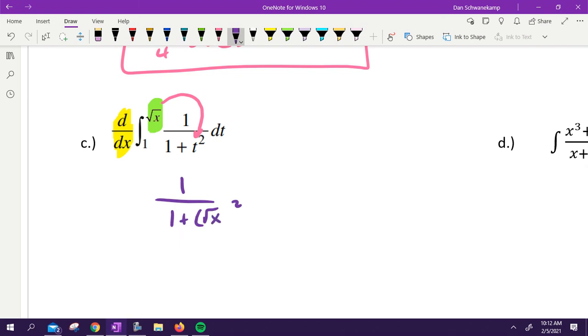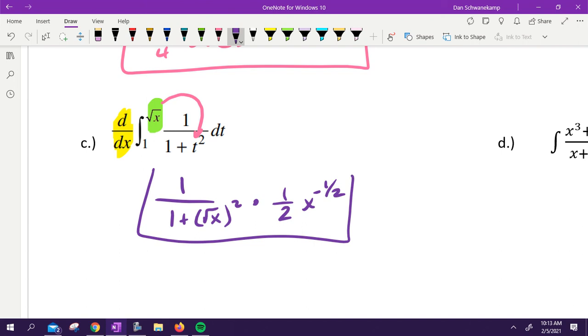What else do I need to do if I'm taking the derivative of an integral? Multiply by the derivative of whatever I plugged in. So the derivative of that is 1/2 x to the negative 1/2. Done. Now, obviously, you could simplify that. That would just be 1 over 1 plus x, and that would be 2 square root of x. But it's the same thing. It's just derivative of integral. We did it last chapter. Don't think it otherwise. Okay?